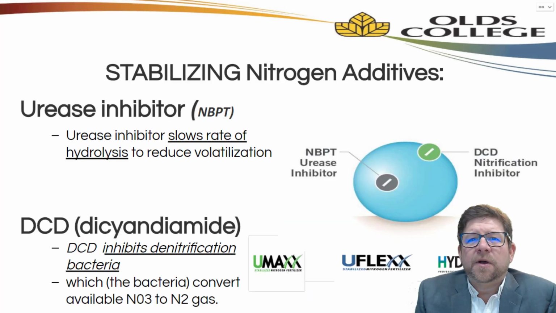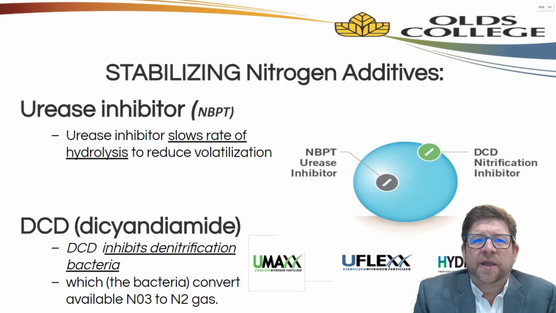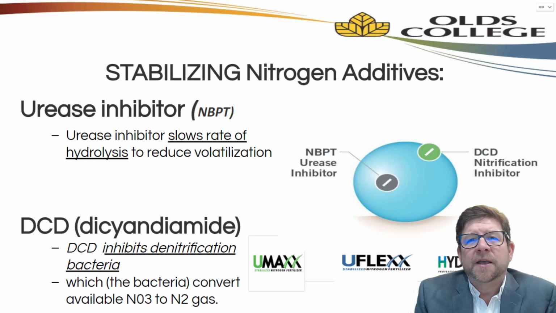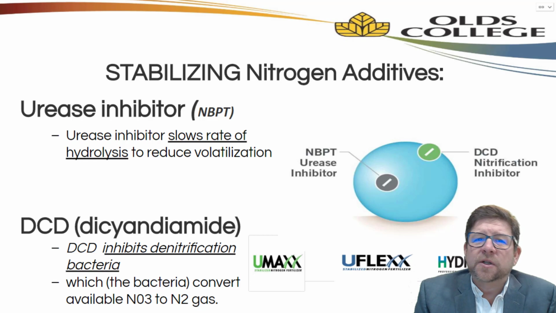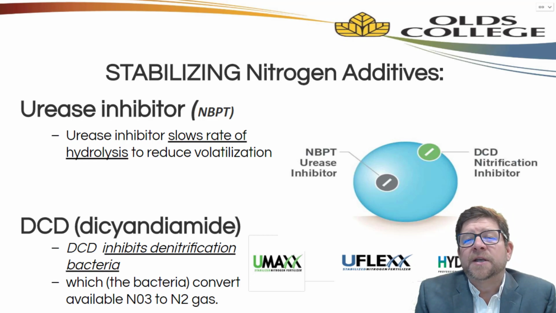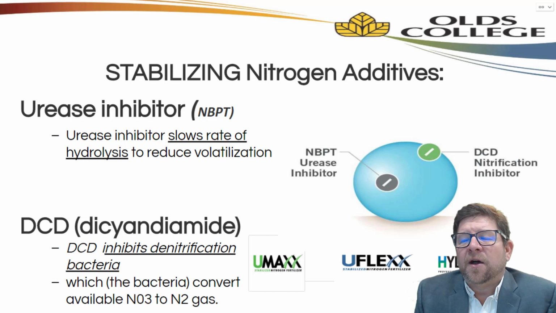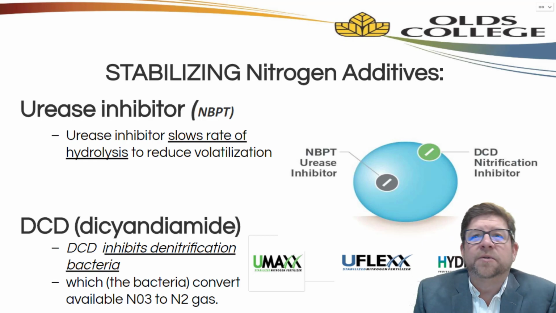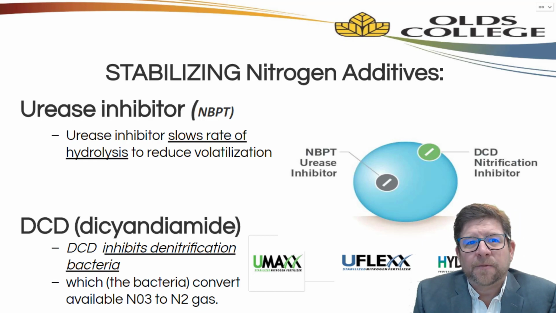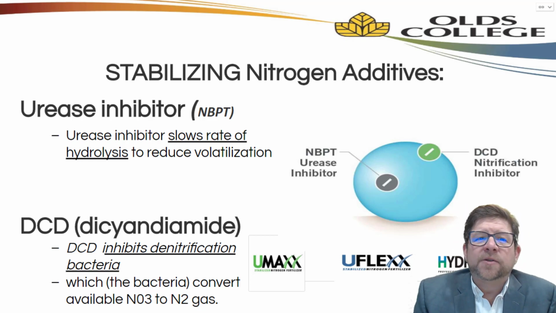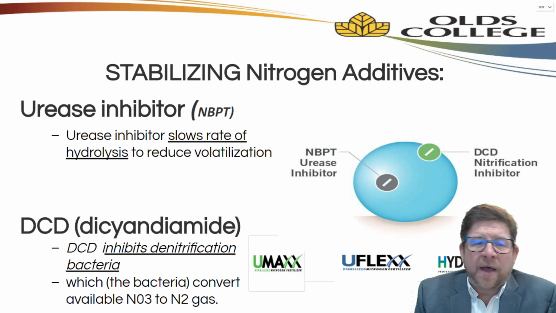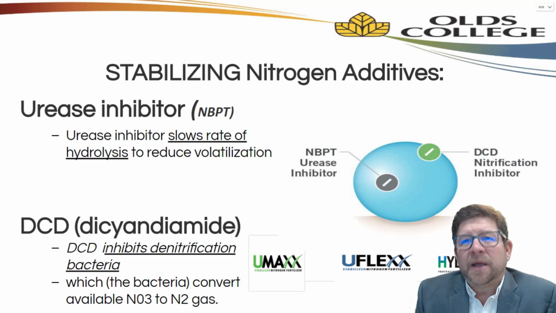Now there are also nitrogen additives that we can apply to our products that slow our losses. One slows the rate of hydrolysis, that is, it slows the rate at which the product absorbs water, which in turn slows the rate of potential volatilization. On the other side, we also have additives which inhibit bacteria.